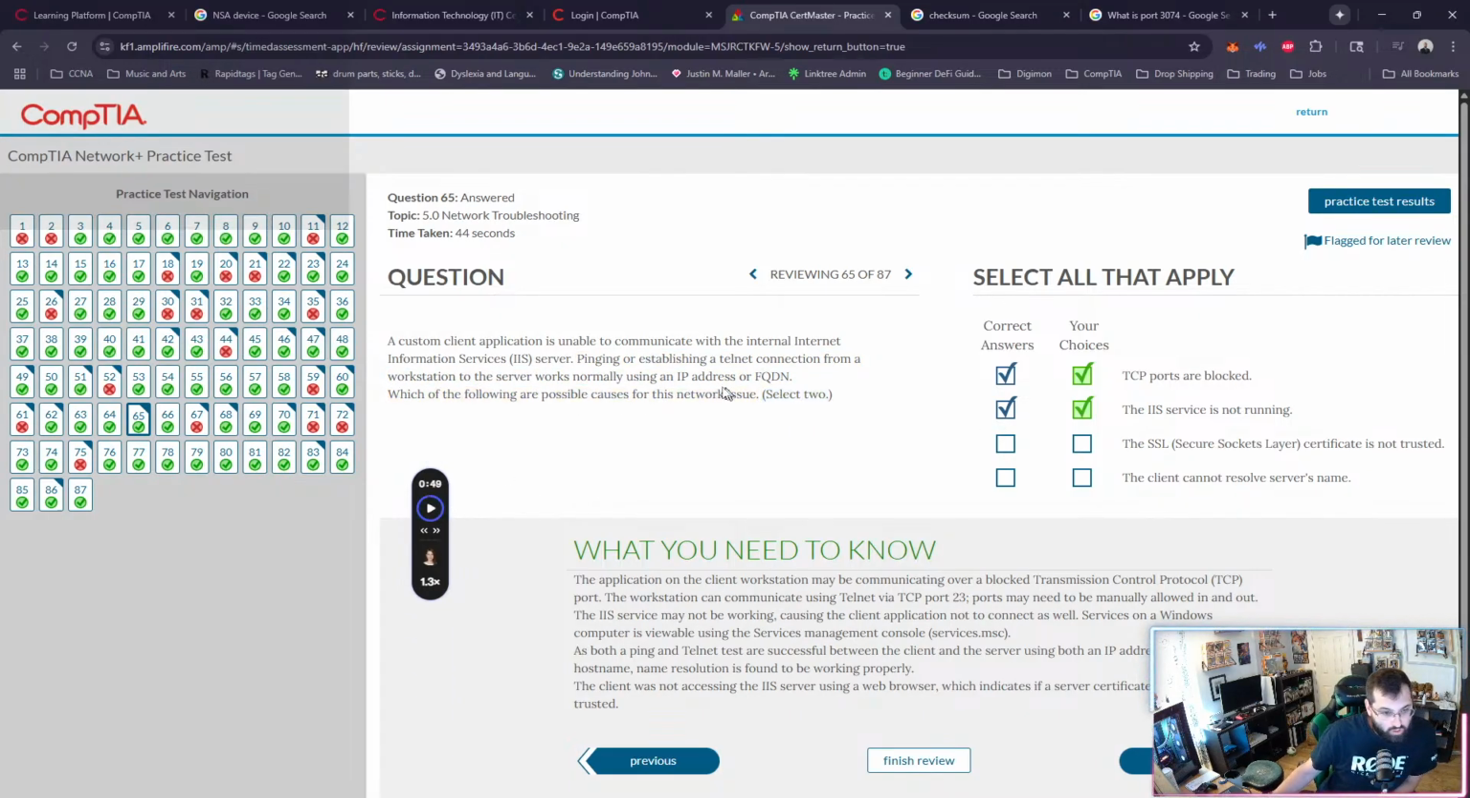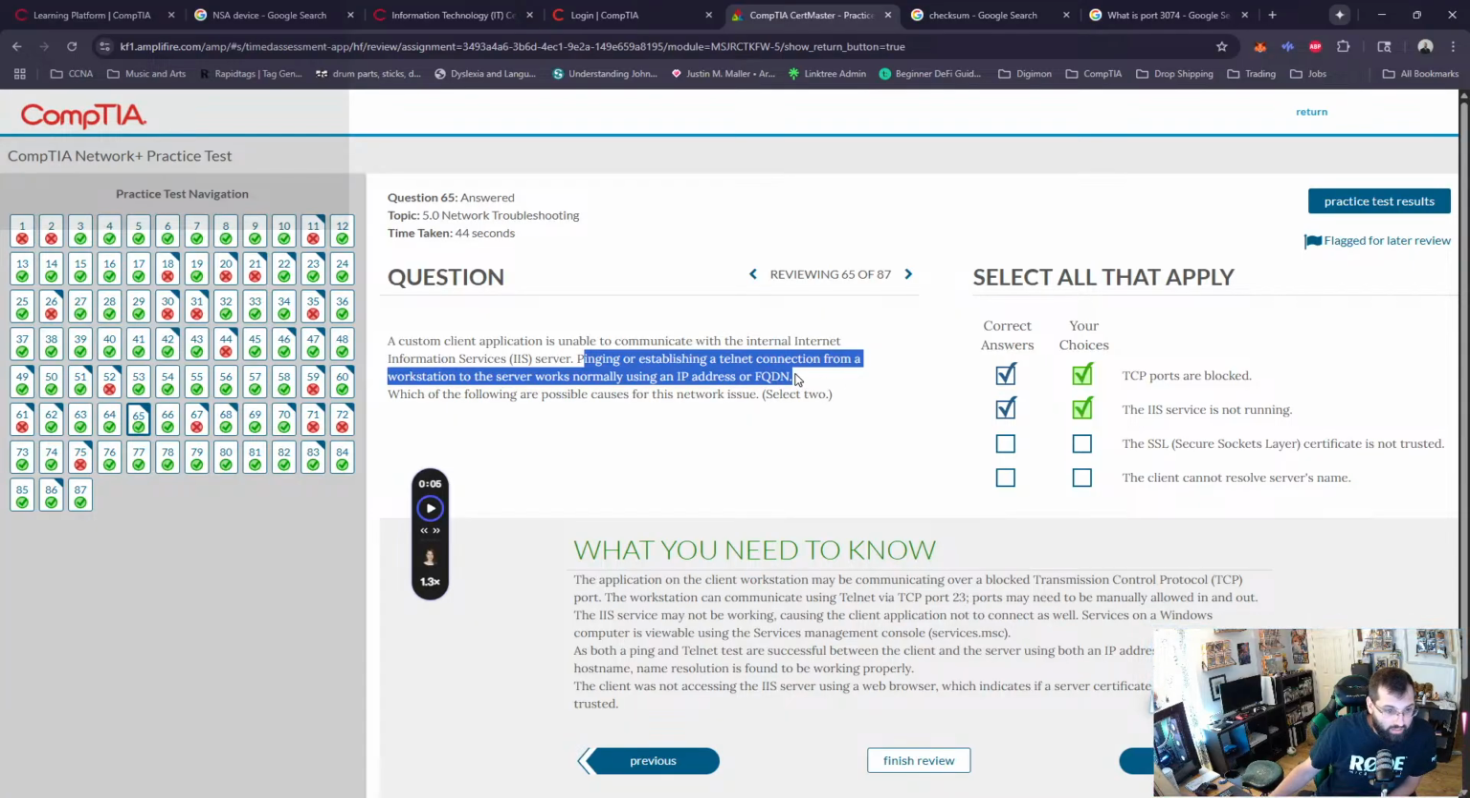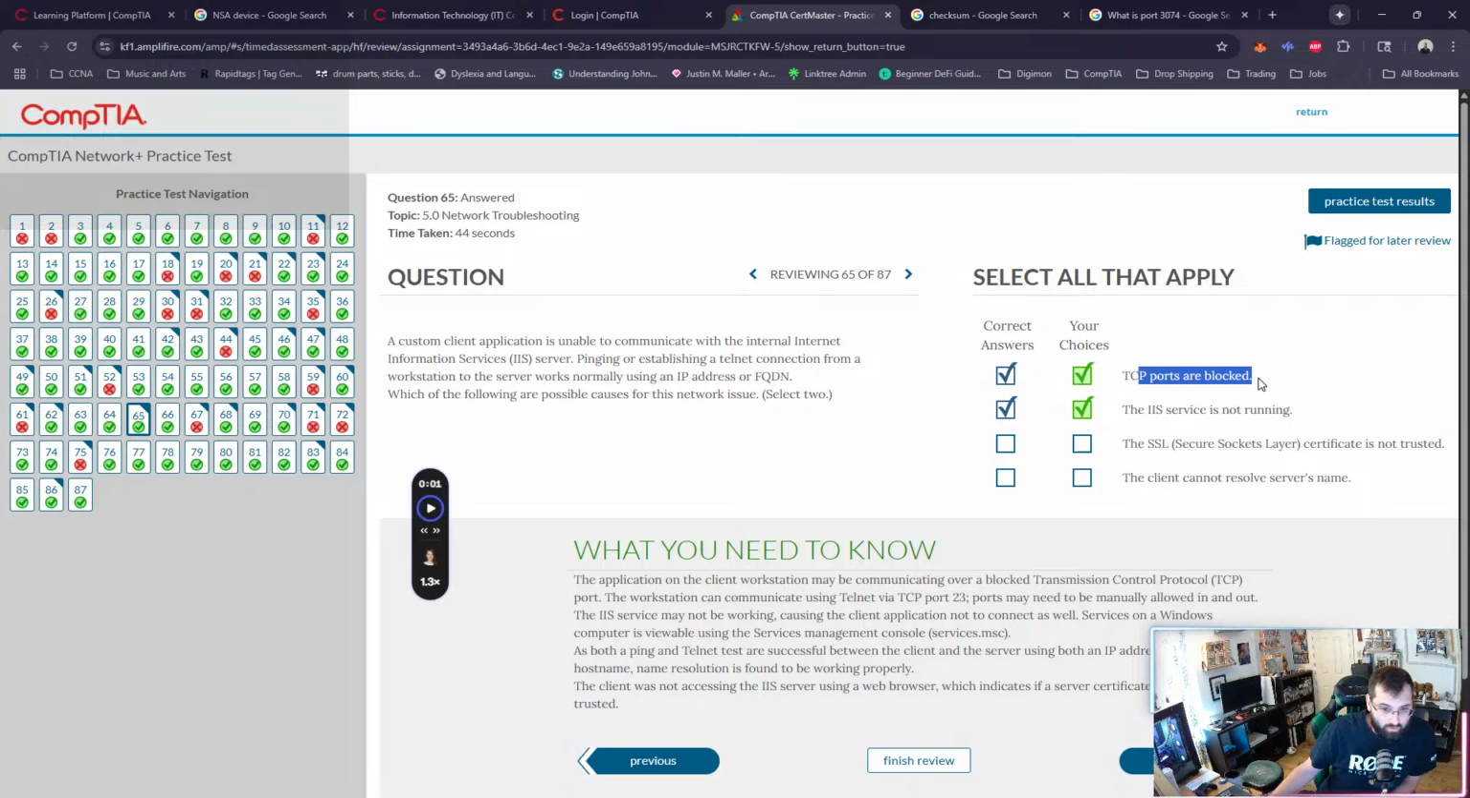So based on what we just learned, just because you can ping and establish a telnet connection, which means that they are connected to the internet, or that they can be reached, doesn't mean that the port is open, which is why the port could be blocked. Okay. The IIS service is also not running. That could also be an issue as well of why you can't reach it.